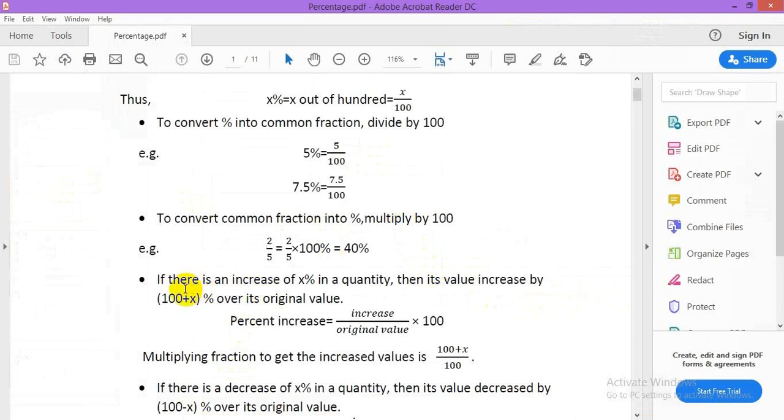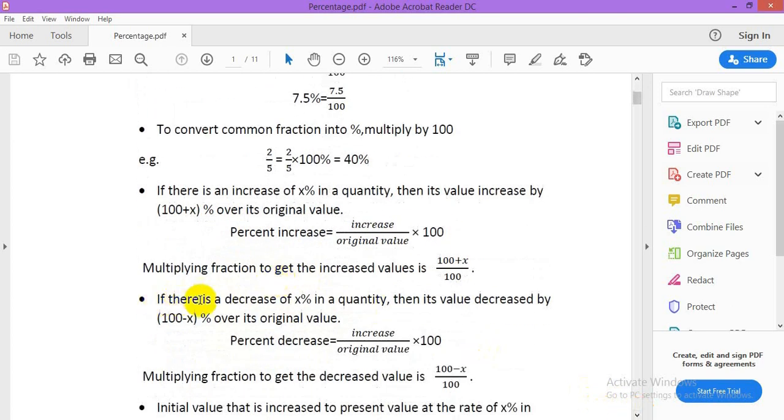If there is an increase of x percent in a quantity, then its value increases by 100 plus x percent over its original value. Percent increase is equal to increase by original value into 100. The multiplying fraction to get the increased value is 100 plus x by 100.